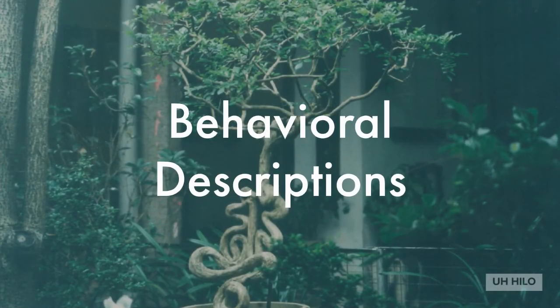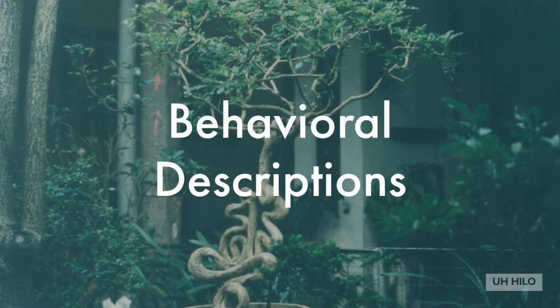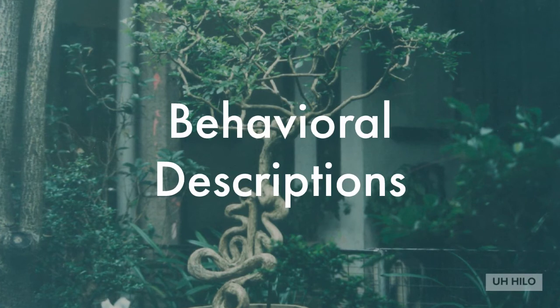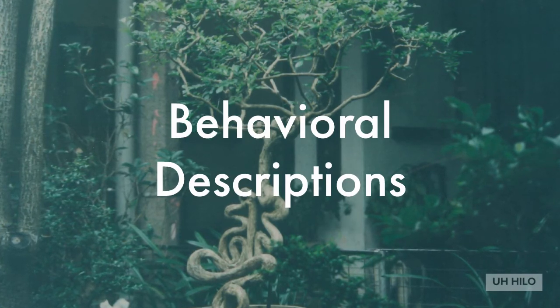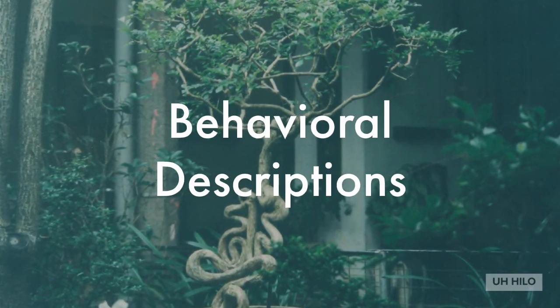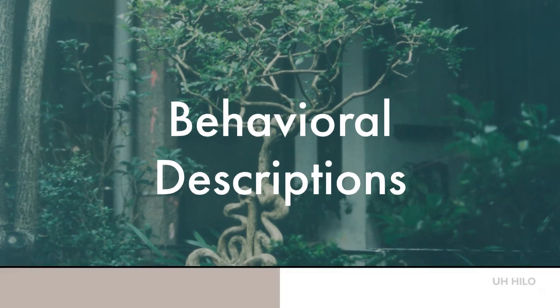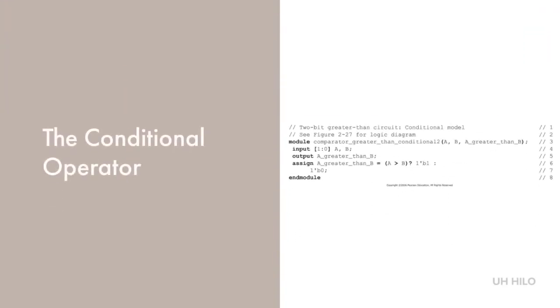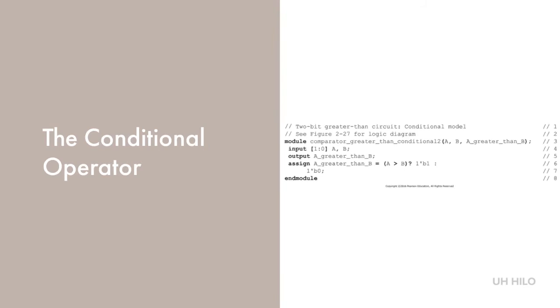Data flow models with concurrent assignment statements are considered behavioral descriptions because they describe the function without the structure. You can also use sequential statements for this, and we'll see that a little bit later on in the text. Another behavioral description technique is the conditional operator, which is given by a question mark. In line 6, if A greater than B is true, then the variable is assigned the value of 1'b1. Otherwise, A greater than B is assigned the value of 1'b0.